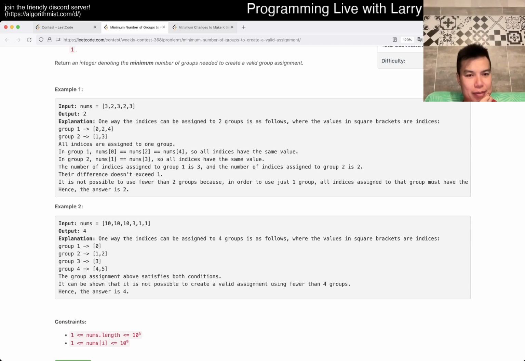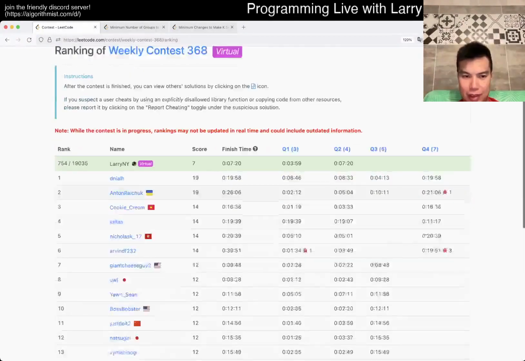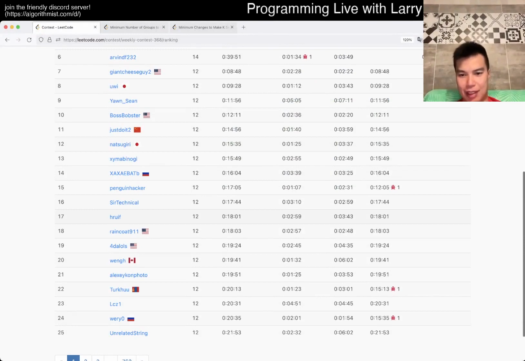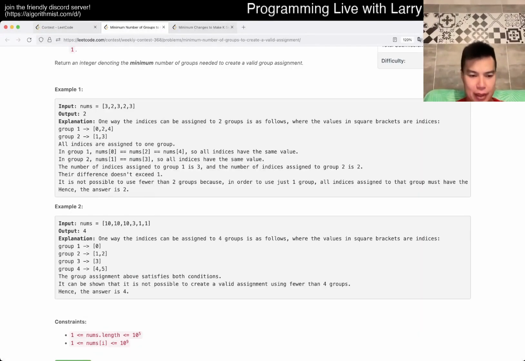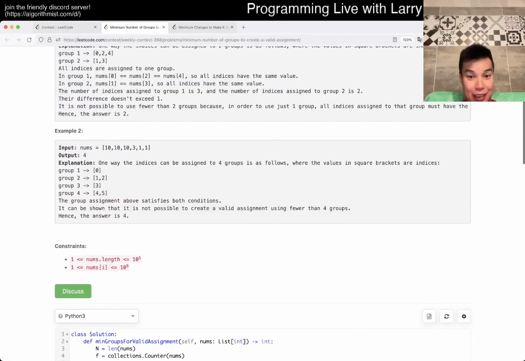But I don't know how to do this one. People got it very quickly too. Well, it's early, so other people got it less quickly, so maybe I don't feel so bad. But I don't think I understand it still.